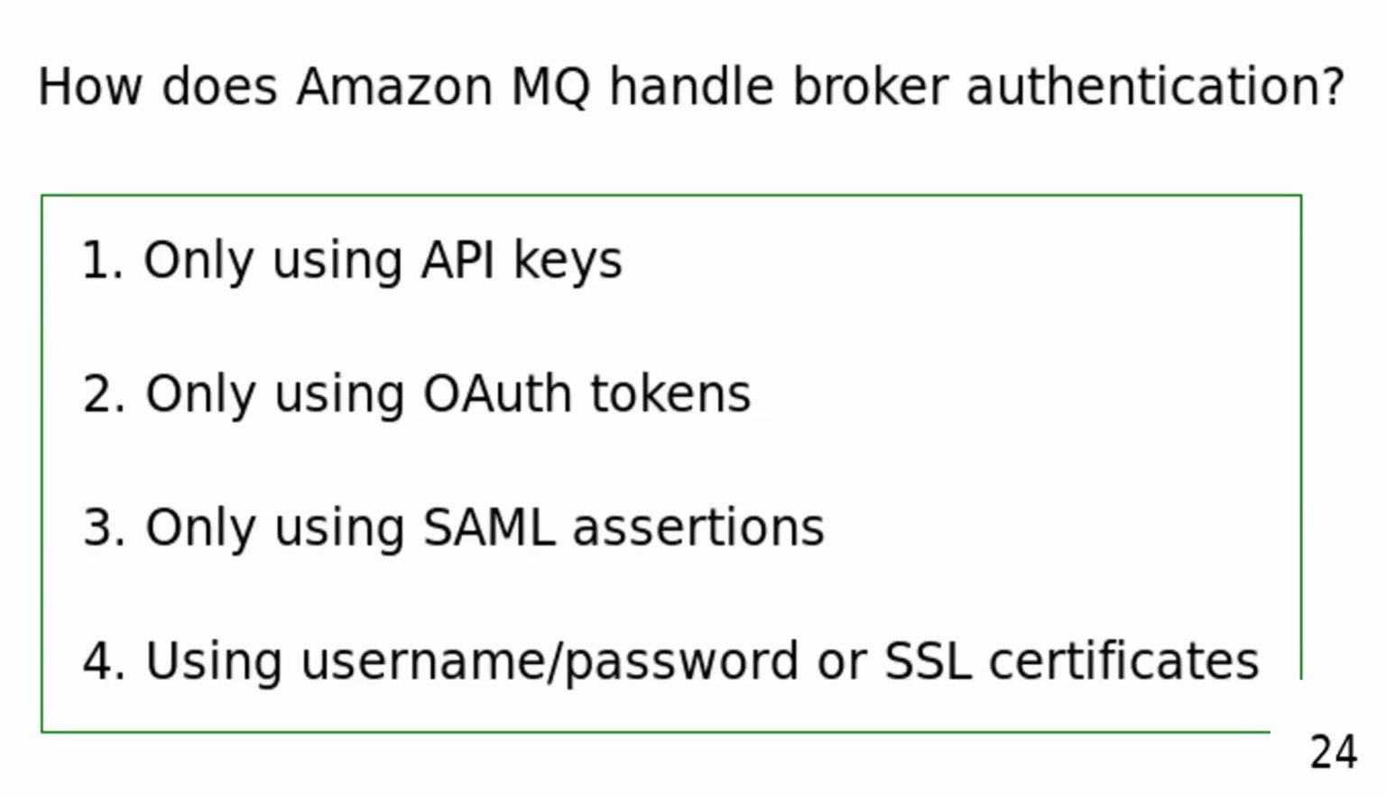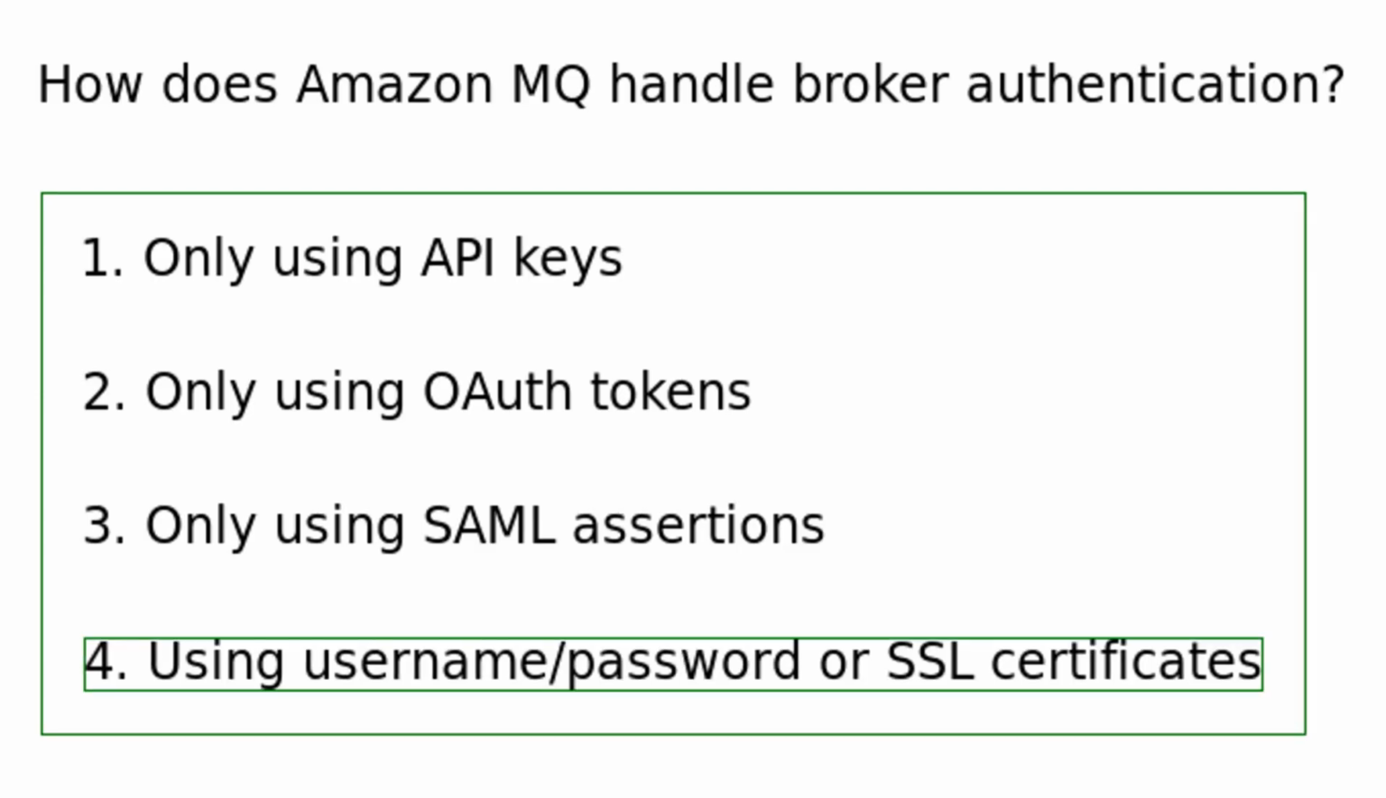How does Amazon MQ handle broker authentication? Only using API keys. Only using OAuth tokens. Only using SAML assertions. Using username, password or SSL certificates. Amazon MQ supports broker authentication using traditional username, password pairs or more secure SSL client certificates.